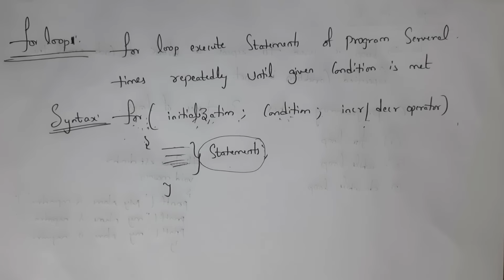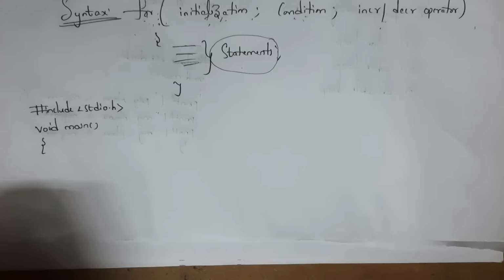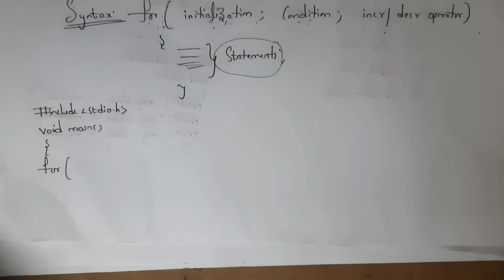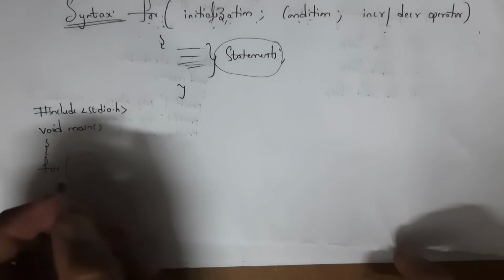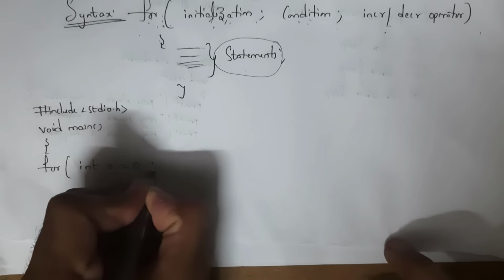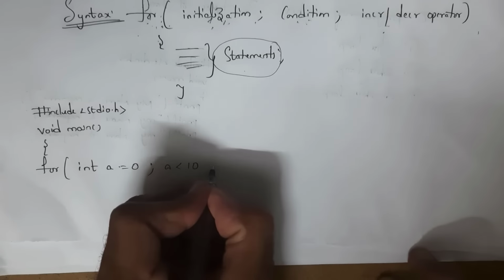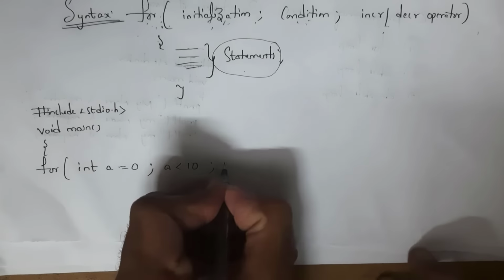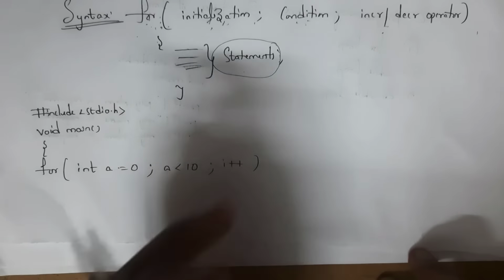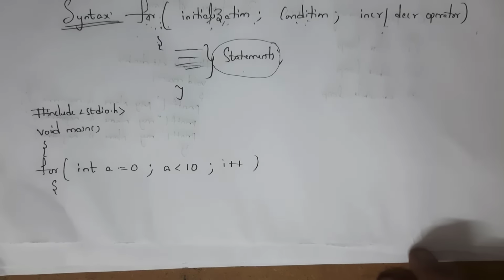I will give one program so that you can clearly understand what is this for loop. Here at first you need to write for open bracket and you need to initialize a value to a variable. So I am giving here int a equal to 0 semicolon. After that you need to give condition. Here I am giving condition, that is a less than 10. This is condition semicolon and I am using increment operator i++. I will explain this. Here inside this for loop I am writing statement, that is how are you.